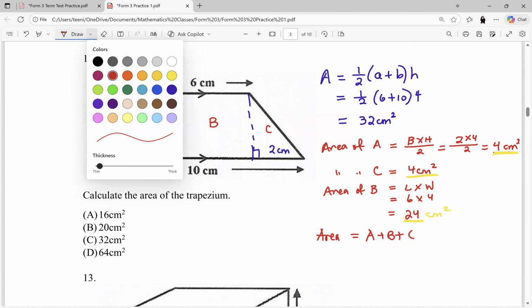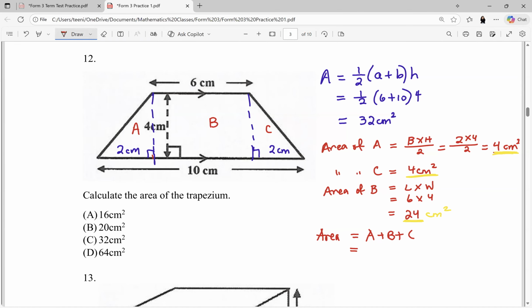Correct. So it would be the area of A, which is 4, plus the area of B, which is 24, plus 4 again, which will give me 32 cm. Thank you, Faith. Thank you so much.